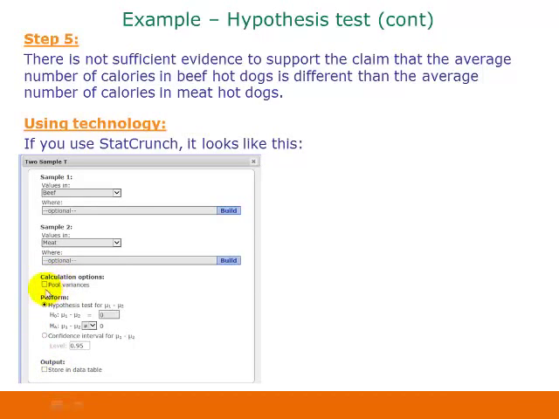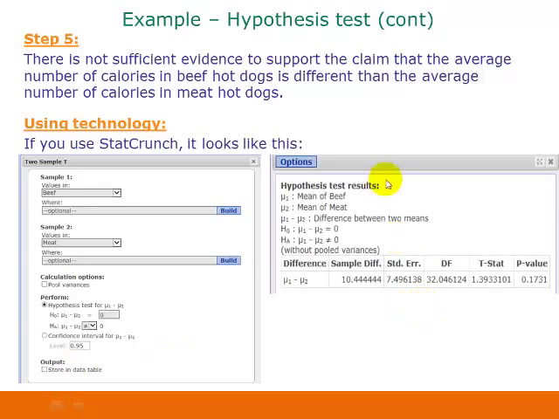And in this, you want to uncheck the box that says pool variances. So we're doing a hypothesis test. Our number on the other side of our null hypothesis was 0. Our inequality was a not equal to. And here would be our hypothesis test results.